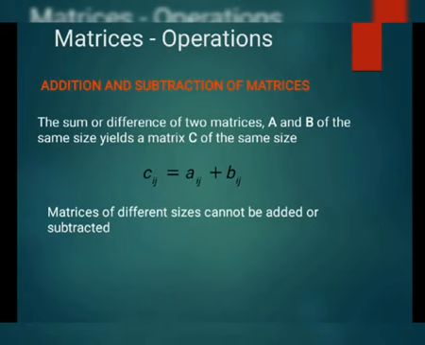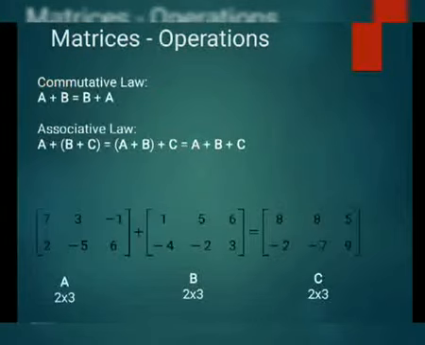After that, second is the associative property. Associative property means we can add the matrices in any groups, in any associations. Likewise, A plus B plus C is equal to A plus B plus C. It means that either we can add B and C and then A, or we can add A and B and then C. In both the cases, we get the same results.